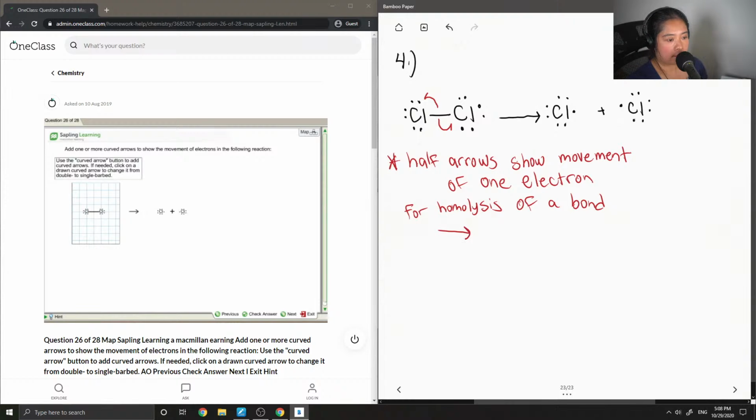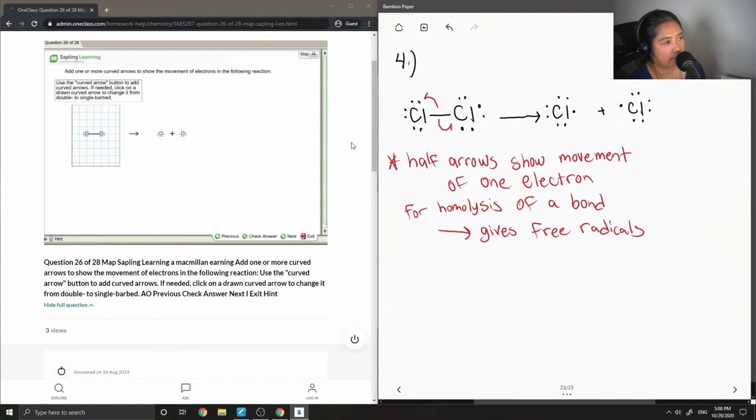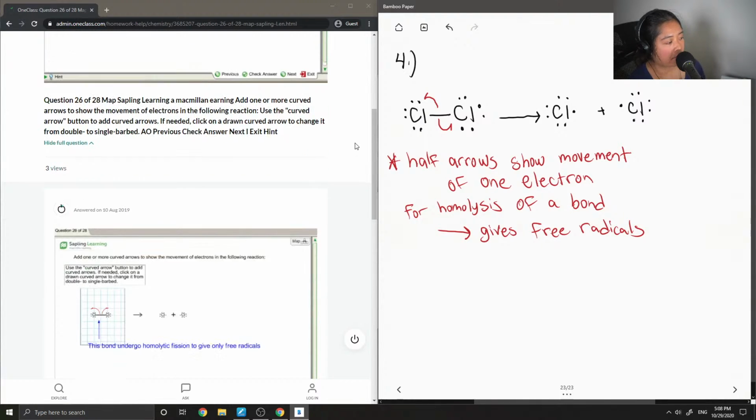And basically this gives free radicals. So when you have atoms that look like this, that was produced and it has a single electron that isn't paired with another electron, then this is an example of a free radical. So usually they're very unstable and wouldn't last that long in a reaction.